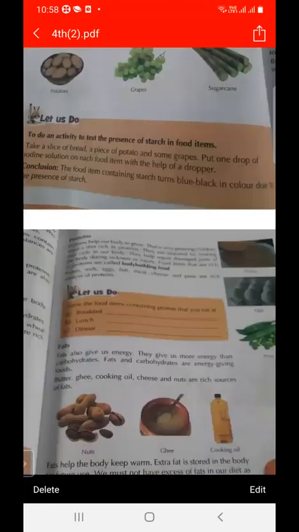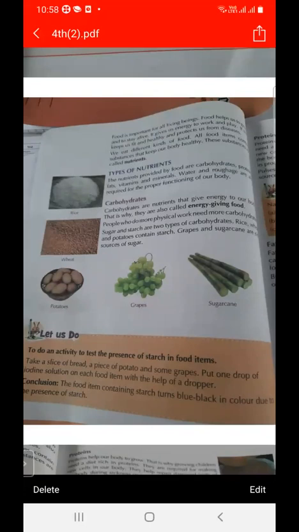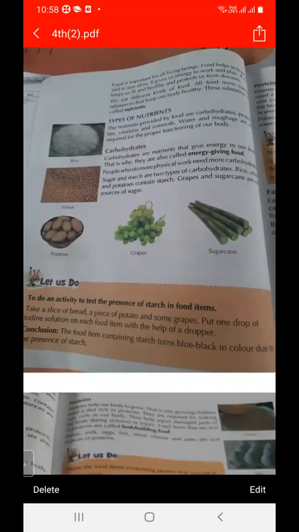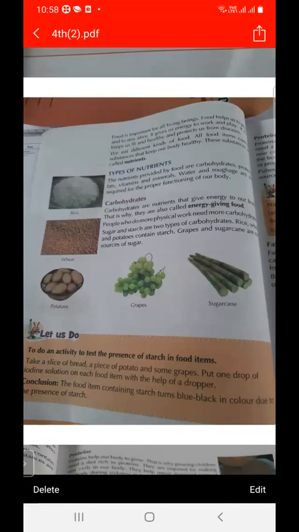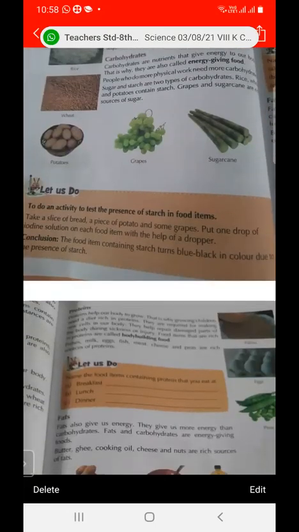So you have to revise the topic carbohydrates, and carbohydrate is called energy giving food. And what are the types of carbohydrates? Sugar and starch. And how can we check starch in a given food item? If we take any food item and put 2 to 3 drops of iodine solution over it, and if it turns blue-black, then it contains starch. Otherwise, it does not contain starch.